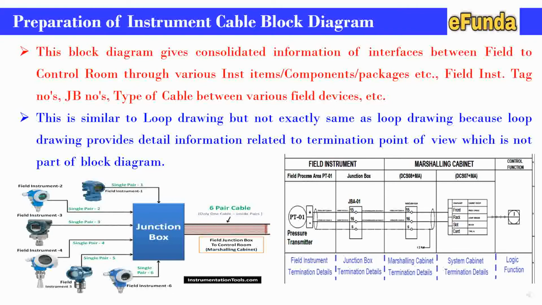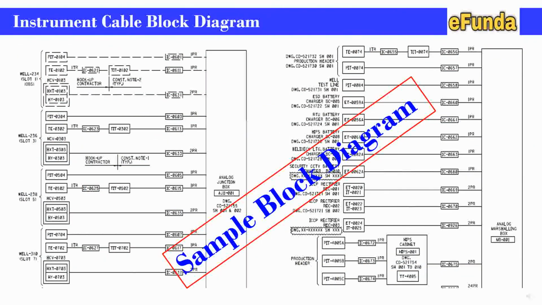This is how the instrument cable block diagram is graphically referred to, to understand the interface between various field devices and the control system. Now we will review how a sample block diagram looks, and which information we will get from the block diagram, which so far we have seen under introduction and preparation. One can refer to the instrument block diagram as a typical block diagram, where one can see the pressure instrument is connected to the analog junction boxes through one pair cable.